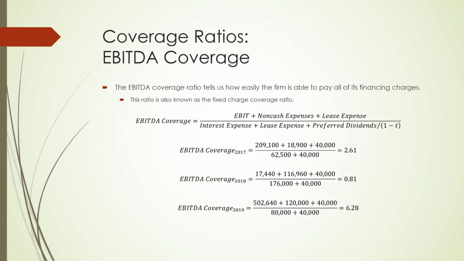And so you can see, just like the times interest earned ratio, this one started out at what seems to be a reasonable number, 2.61, fell quite dramatically in 2018, and then it's expected to rise a lot in 2019.